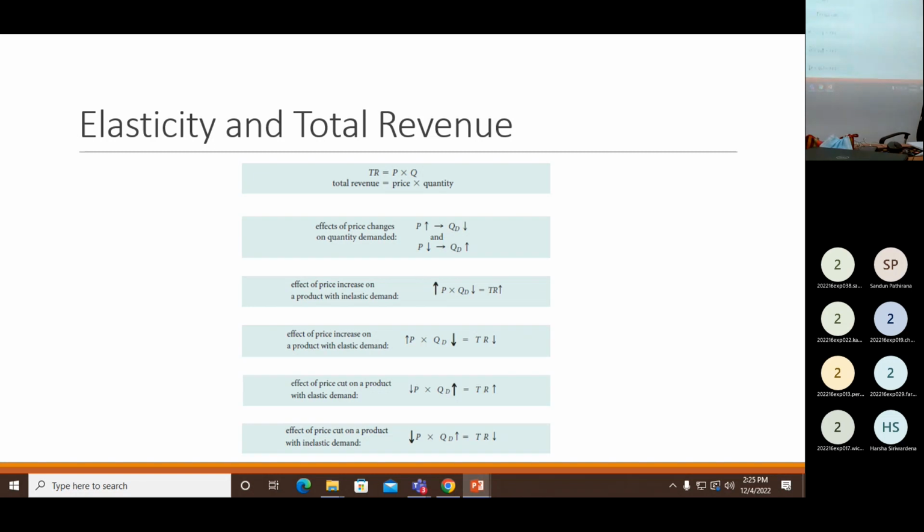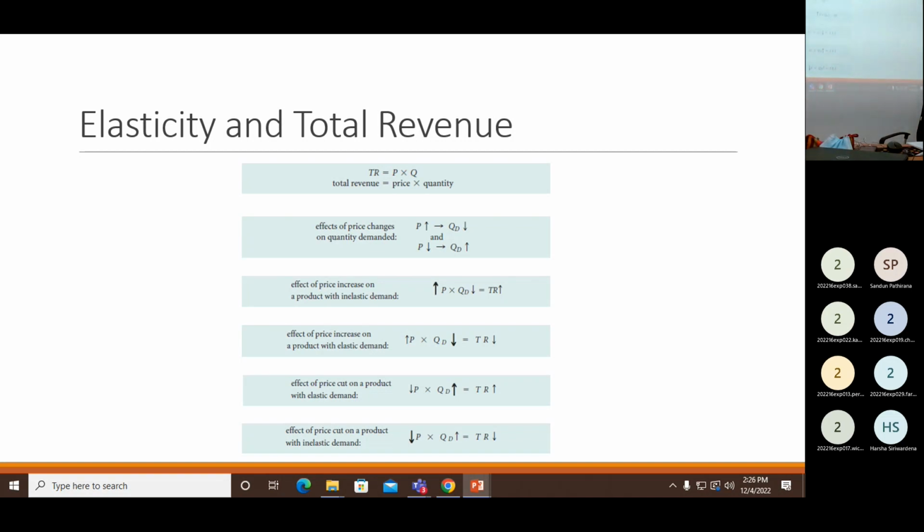Effect of a price cut on a product with elastic demand. The other side. Now this is about price increase. Now this is price cut. For a product with elastic demand, if you reduce the price slightly, how will quantity demanded respond? Because it's elastic demand, quantity demanded responds largely. Consumers get so motivated and they buy more.